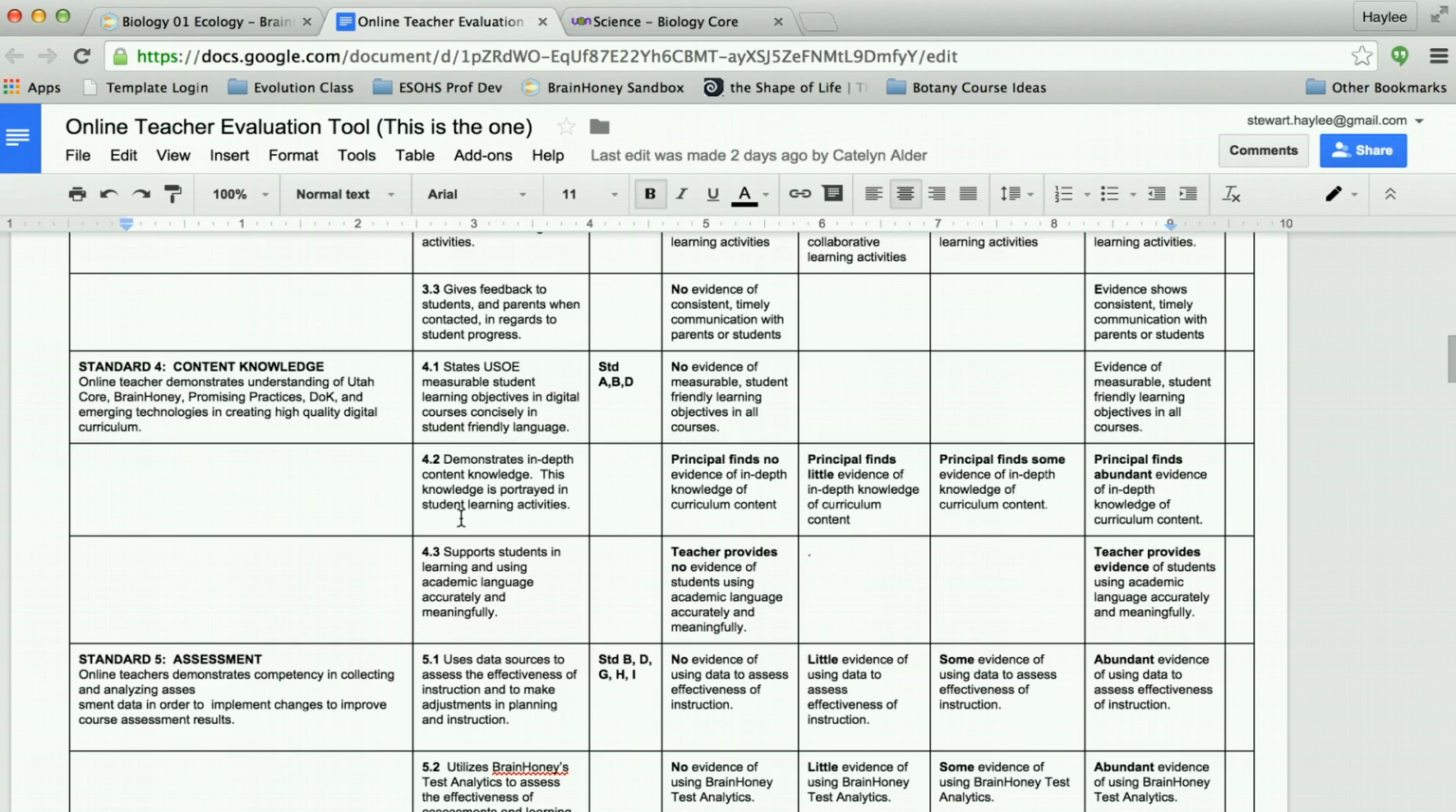So that for me is the end of Standards 3 and 4 of the evaluation tool.